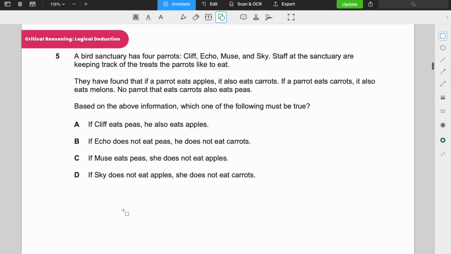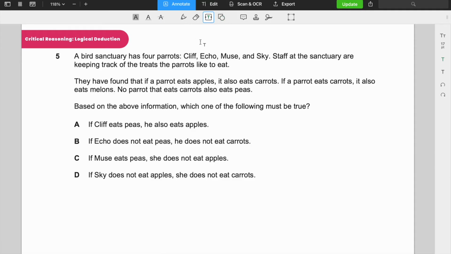So we have this question. A bird sanctuary has 4 parrots, Cliff, Echo, Muse, and Sky. Staff at the sanctuary are keeping track of the treats that the parrots like to eat. They have found if a parrot eats apples, it also eats carrots. If a parrot eats carrots, it also eats melons. No parrot that eats carrots also eats peas. So my approach to this question is to set up a Venn diagram.